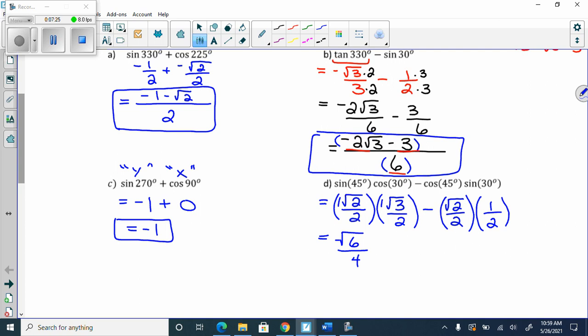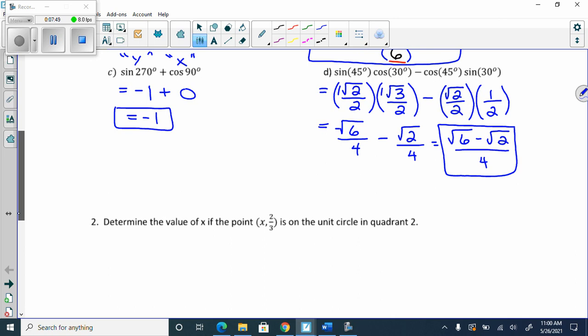And then I get minus root 2 times 1 is just root 2, because 1 times anything is itself, over 4. And now I have a common denominator. So I go root 6 minus root 2 all over 4. So these were the 4 questions for homework. Had you not done them, you kind of have them done. So there's that.